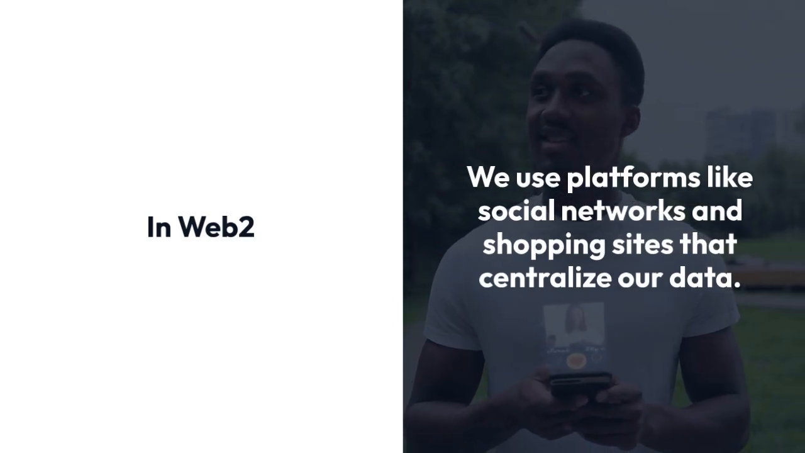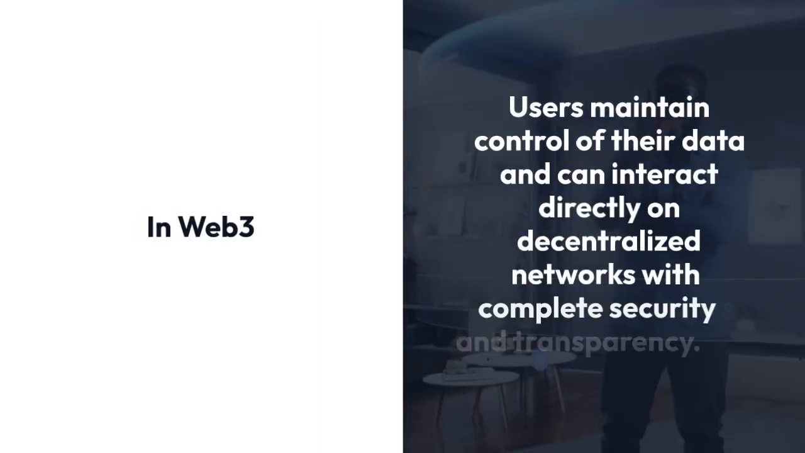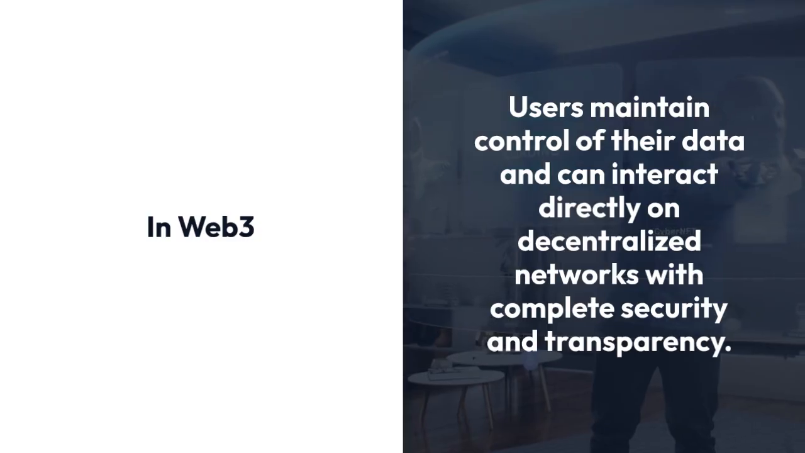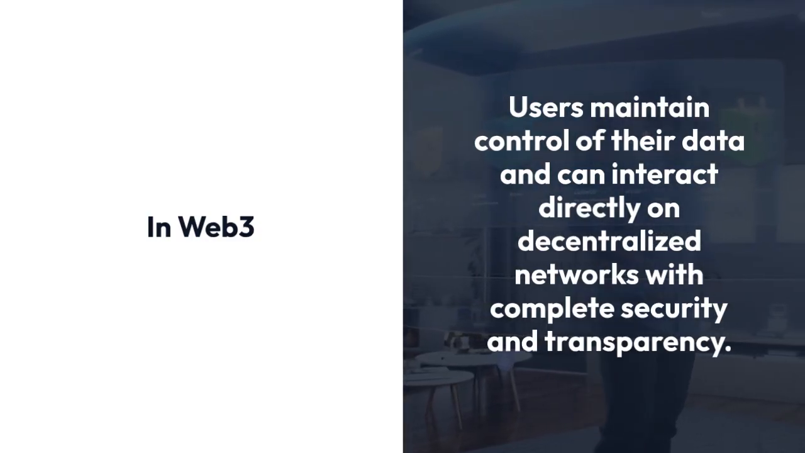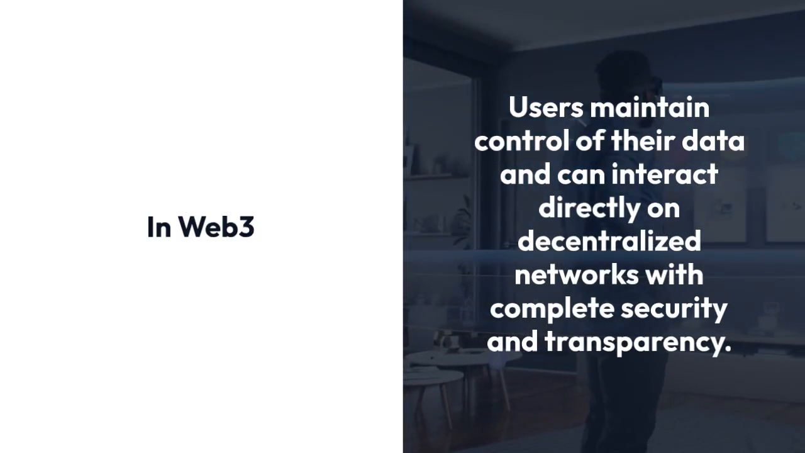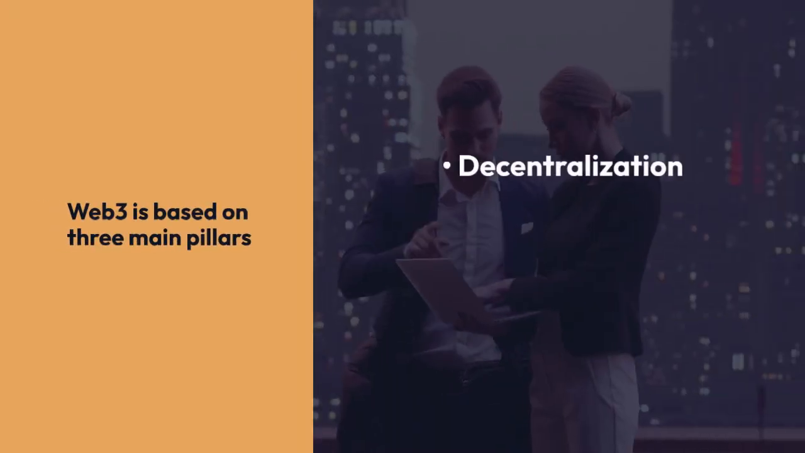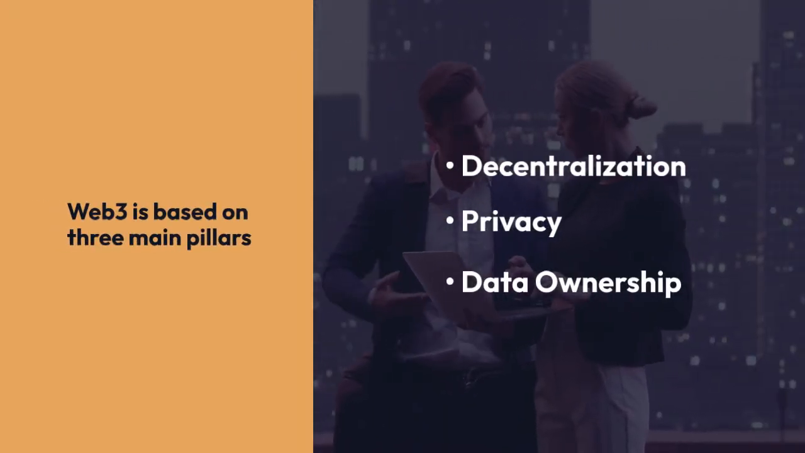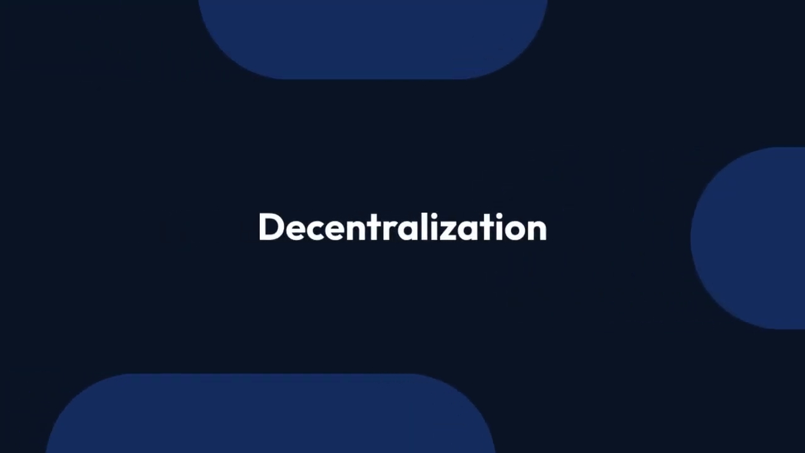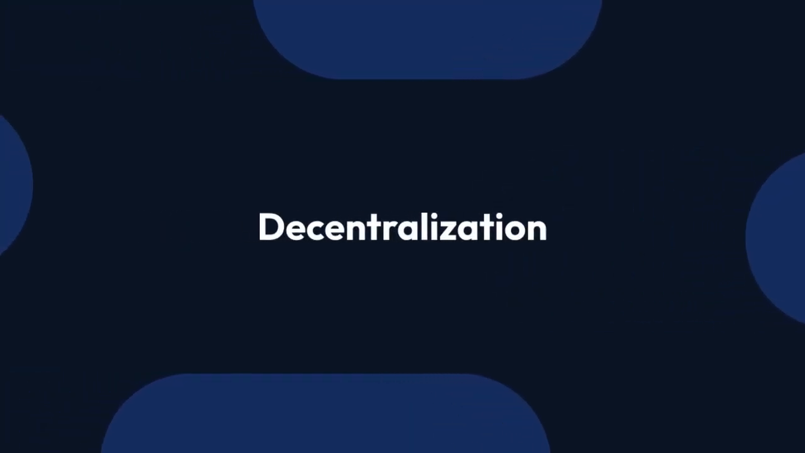First, decentralization. In Web 3, the internet operates without a central entity that controls everything. This is possible thanks to blockchain, a technology that allows the creation of networks where everyone has a copy of the data and can validate transactions. In other words, everything is more transparent and secure, since the data is shared and validated by everyone on the network. Next, we have privacy.